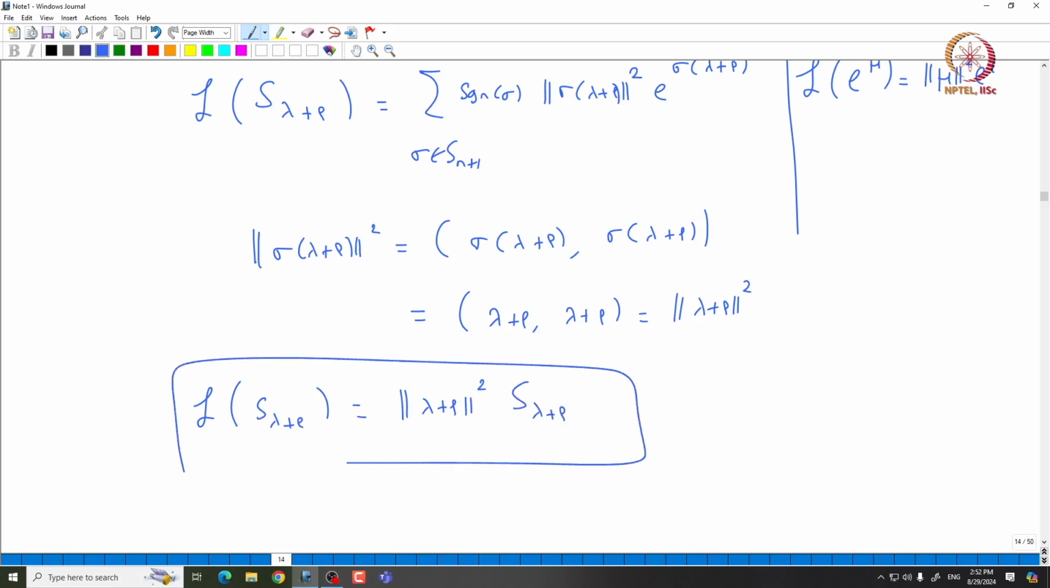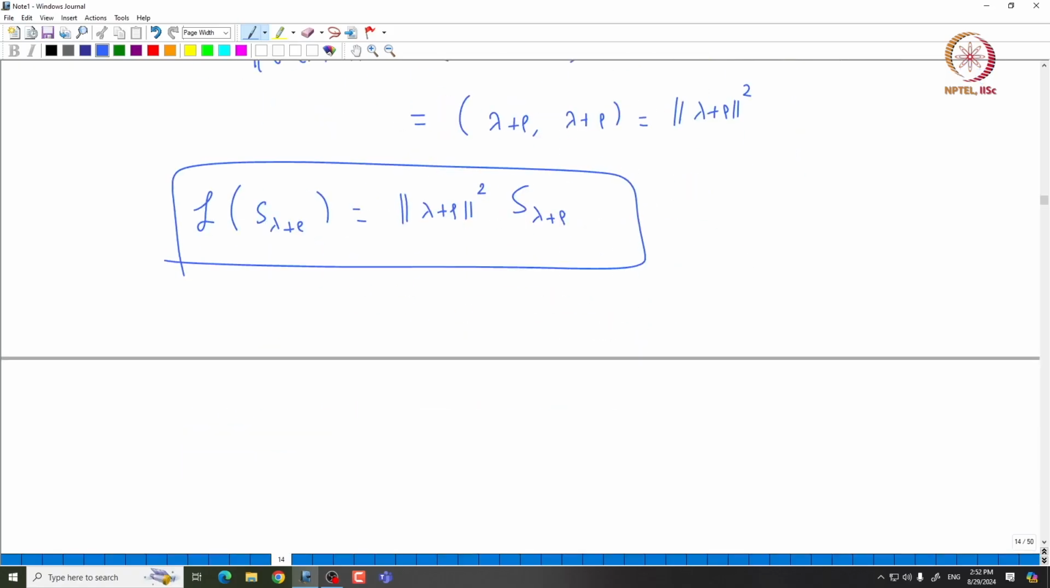So, this tells you that if you apply this Laplacian on s_{lambda+rho}, then you get exactly the norm of lambda+rho squared times s_{lambda+rho}. That means s_{lambda+rho} is an eigenvector corresponding to the eigenvalue norm of lambda+rho squared.